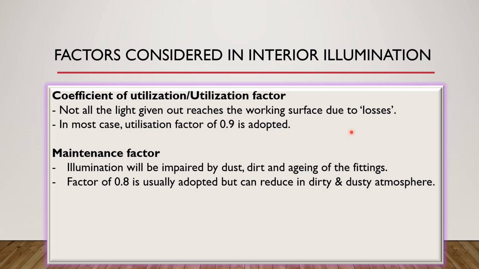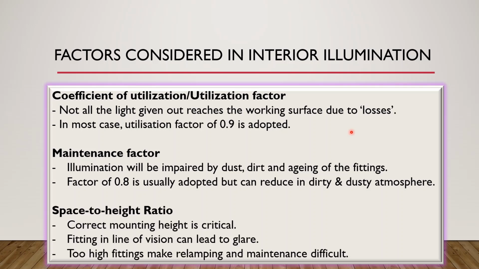For instance, if you are working in a place where you are producing wood products or maybe chemicals, the place will be dusty and the air will not be clear. So you can reduce the factor, but in practice 0.8 is good. And the last one, this is not the only one, but like I say, we'll limit everything because of the time we have. The last one, which is practical, is the space to height ratio.